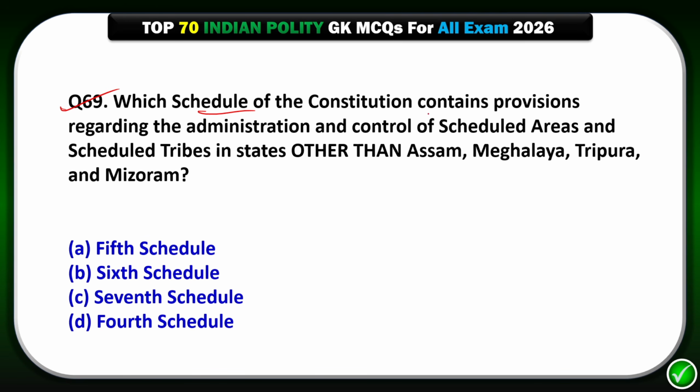69. Which schedule of the Constitution contains provisions regarding the administration and control of the scheduled areas and scheduled tribes in states other than Assam, Meghalaya, Tripura and Mizoram? Option number A, 5th schedule.